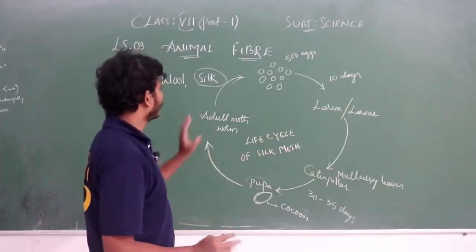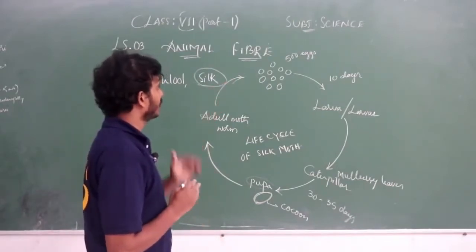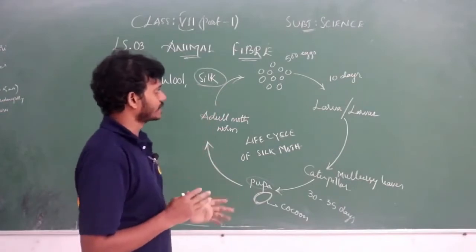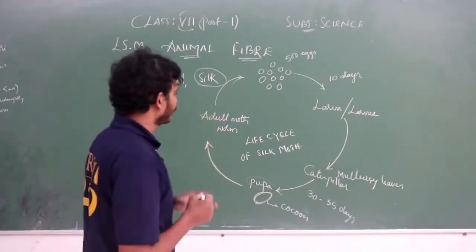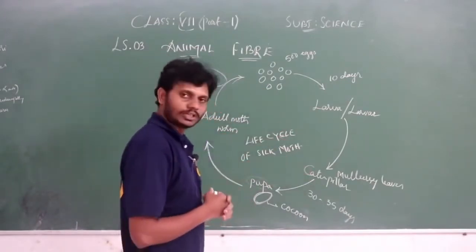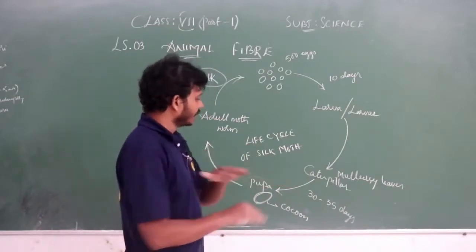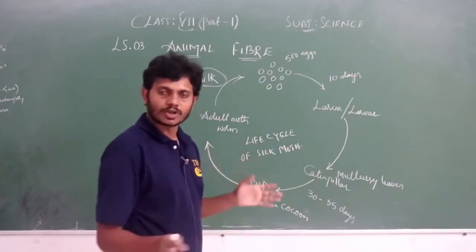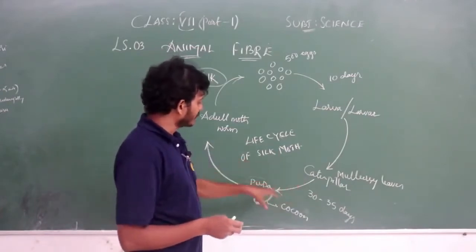First, what happens? The adult moth lays eggs. Nearly about 500 eggs are laid, and after 5 days, they hatch into larva or larvae, and this slowly develops into the caterpillar stage. For 30 to 35 days, it eats mulberry leaves, and later it stops eating. It doesn't eat, so it remains in the cocoon.